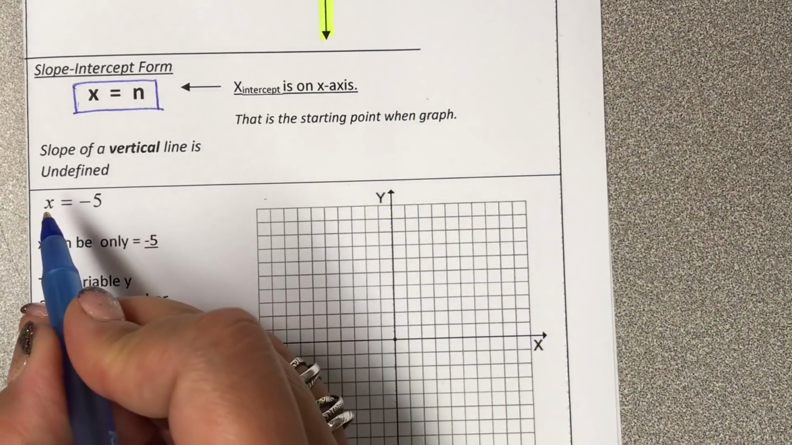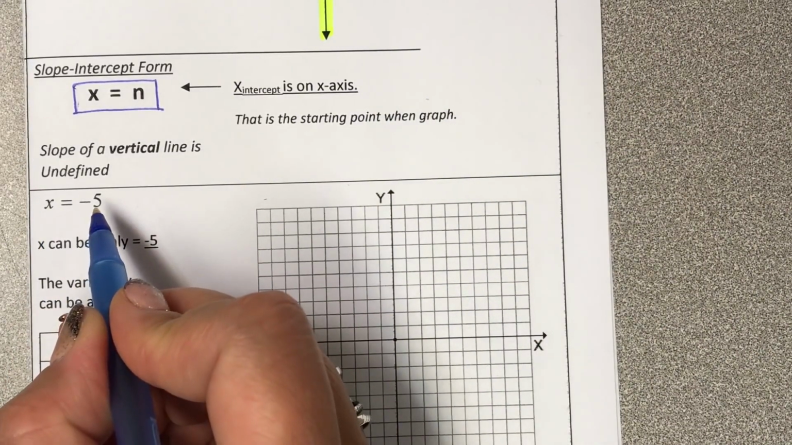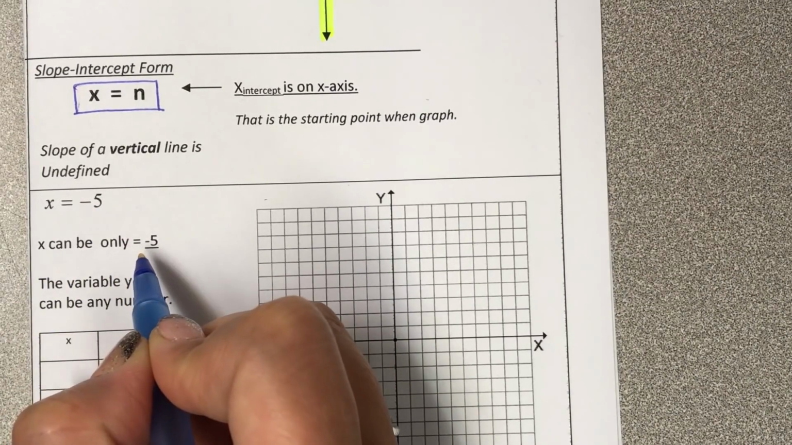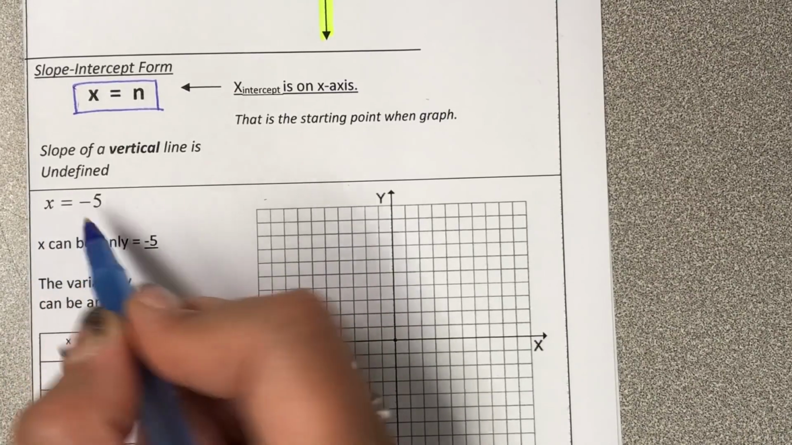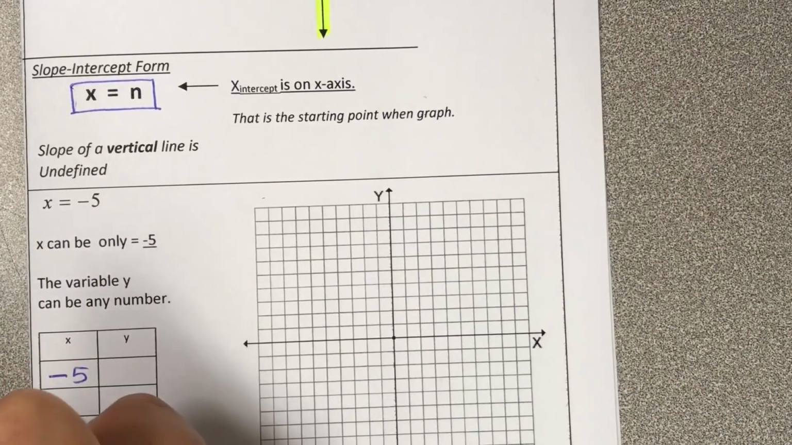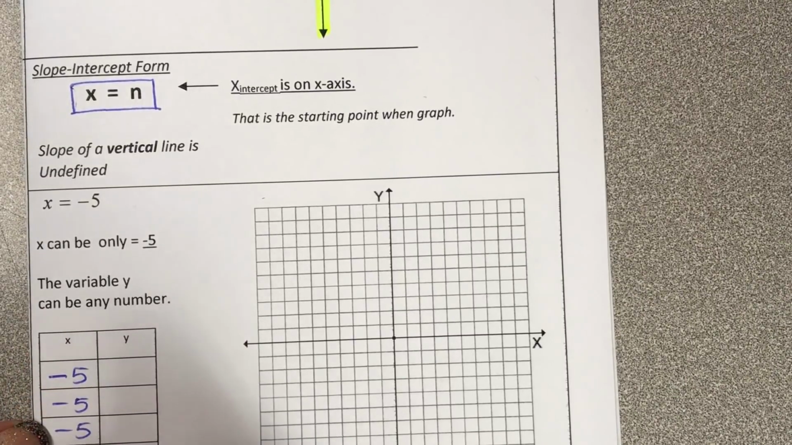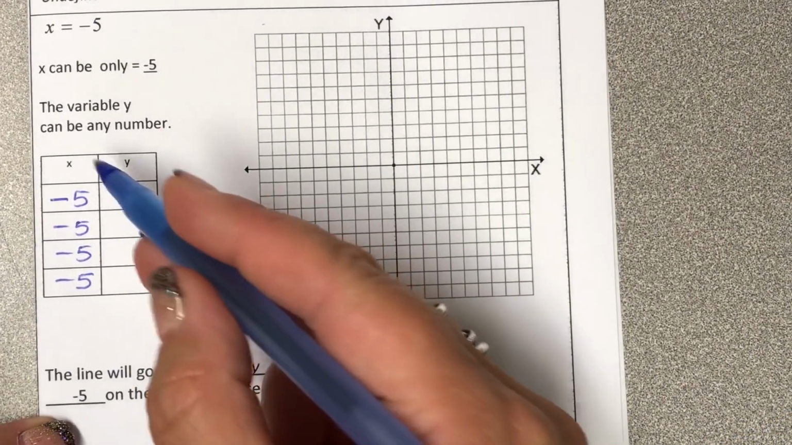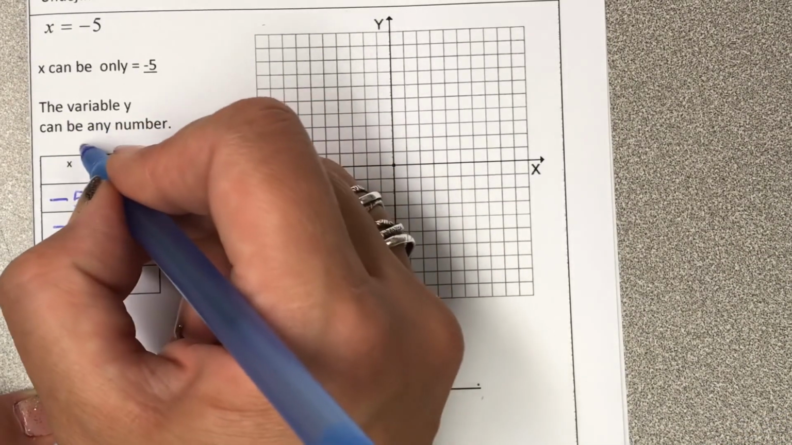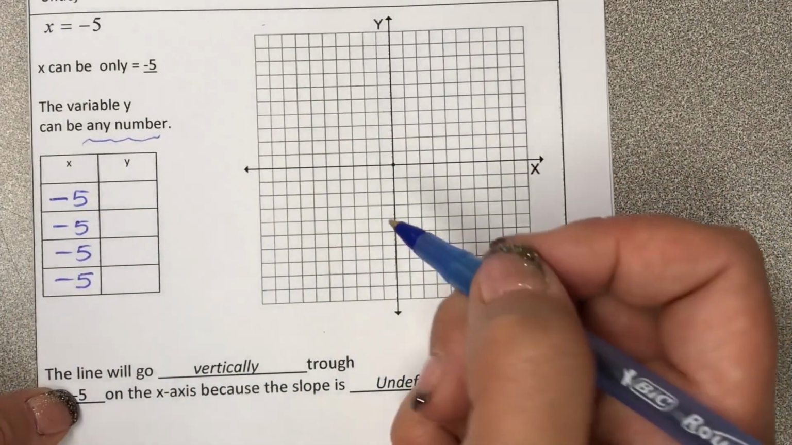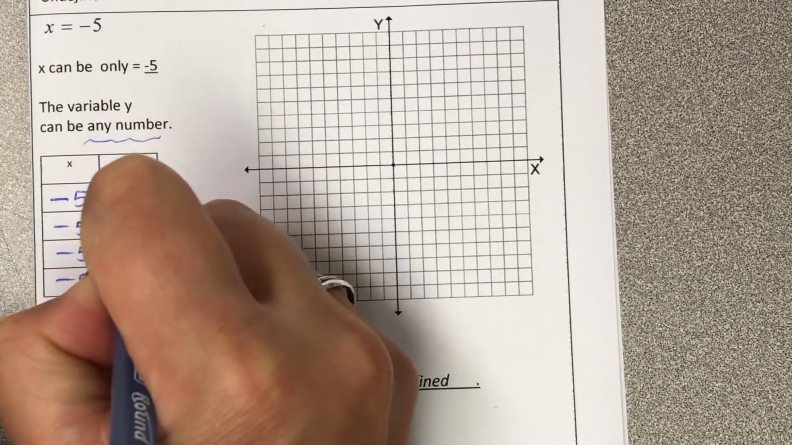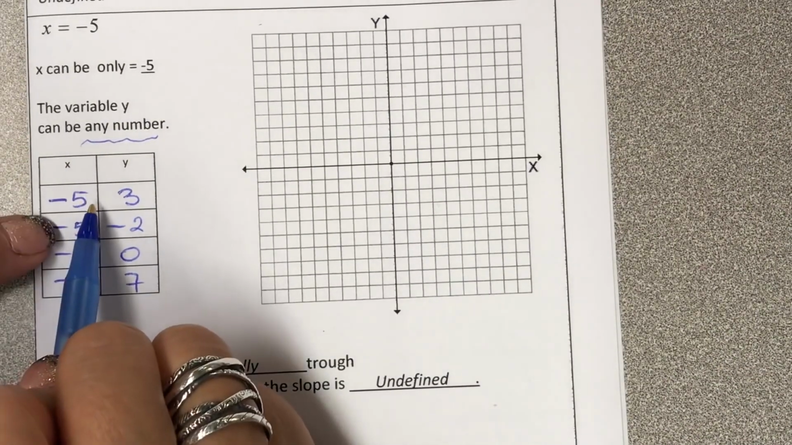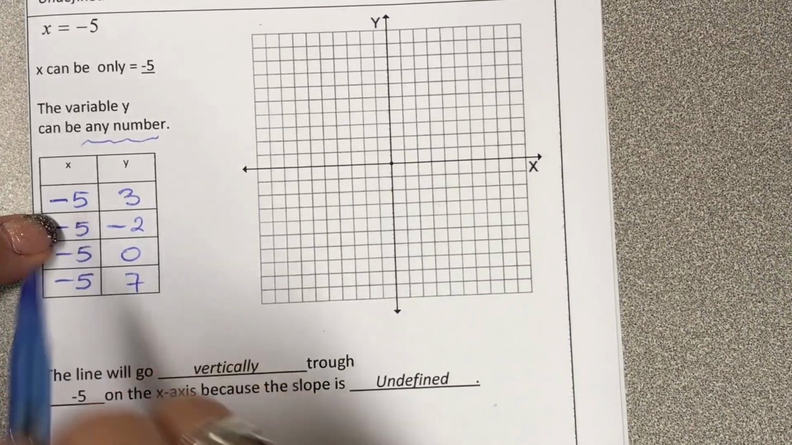Let's say the first example I have is x equals -5. What that means is that x can be only -5 in this situation. So in the x column of my value chart, I am going to use -5 for the x. Y can be any number that I can come up with. Let's say 3, -2, 0, 7. Now we'll plot these points and see what shows up on the coordinate plane.